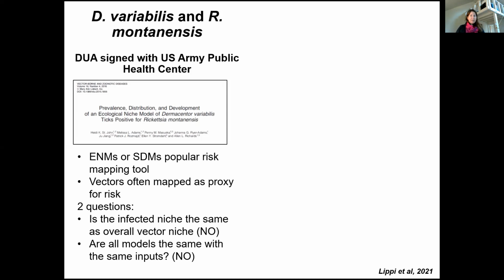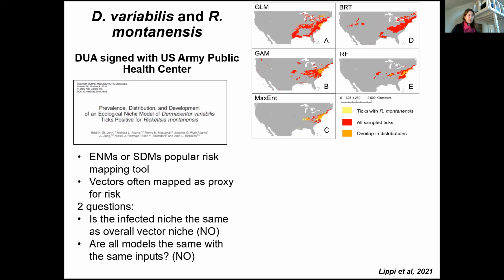Then there is this other question: if we use the same data inputs and the same environmental layer inputs, are the models producing the same answers? As you can see, the answers to both of these are no. This is just a quick demonstration of the outcomes of using 5 different model types on the same data. The yellow represents the ticks with R. montanensis, so that's the infected niche, as it were. Red is all of the sampled ticks, and orange is the overlap in those distributions, so where the infected niche is in the overall niche.